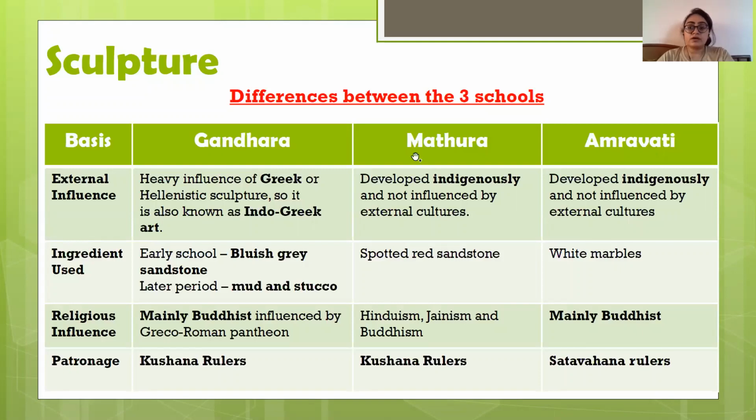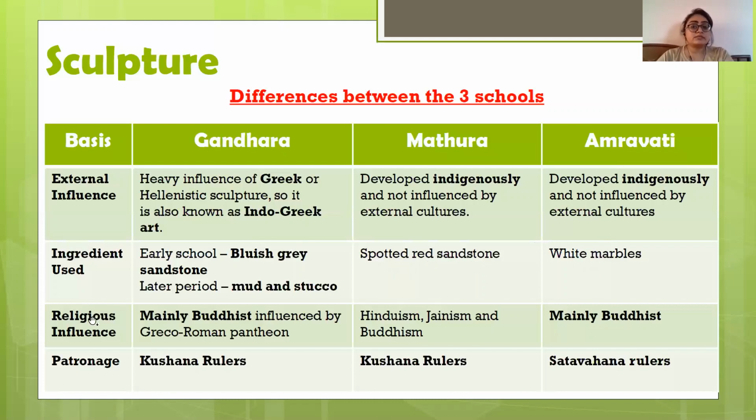Now Mathura is an indigenous school and Amravati is also an indigenous school, and they are not influenced by any external culture. Now, the ingredient used. In Gandhara, we have two periods. The early school used bluish gray sandstone and the later period used mud and stucco. In the Mathura school of sculpture, they used spotted red sandstone, and in the Amravati school, they used white marble. Okay, Gandhara: bluish gray sandstone, mud and stucco; Mathura: spotted red sandstone; and Amravati: white marble.